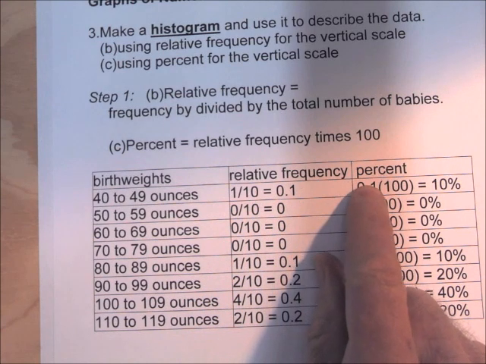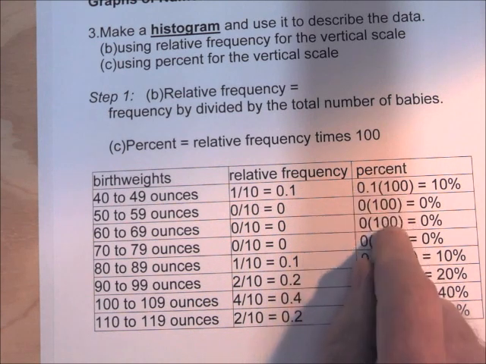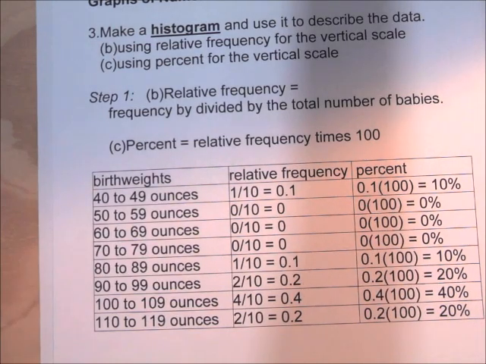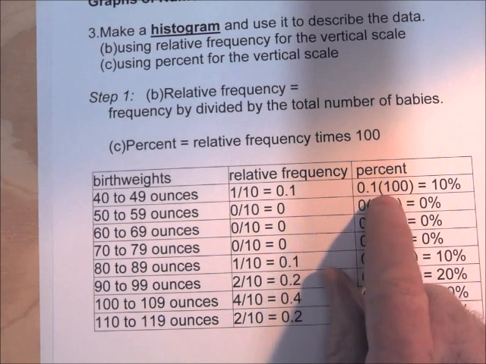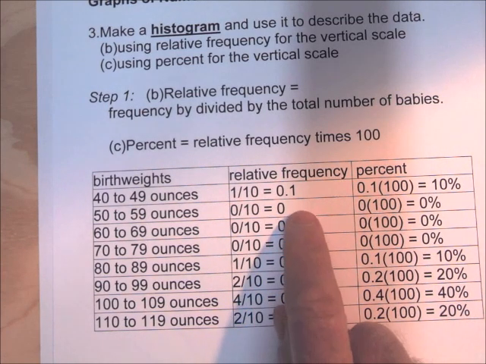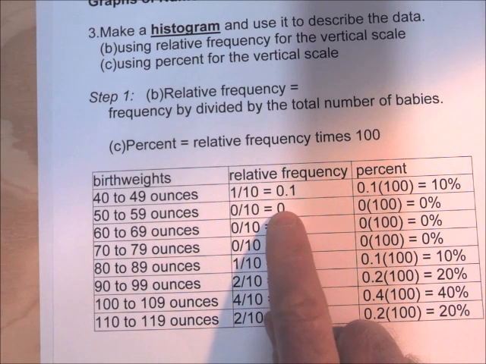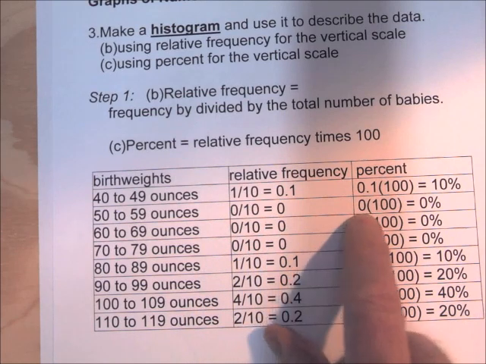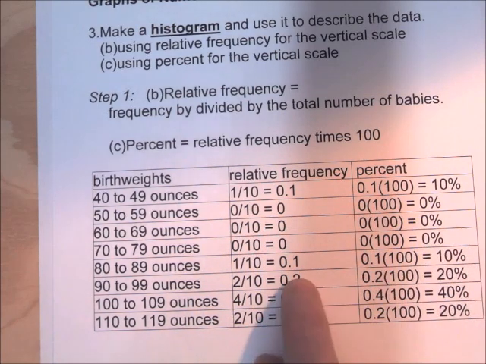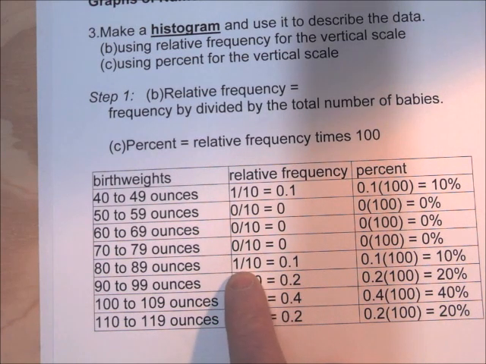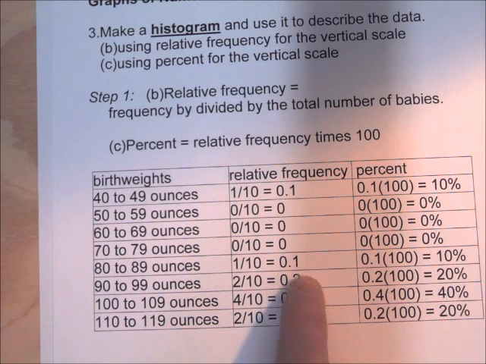You could also make it into percent. Percent means parts per 100, so if you multiply by 100, you can make that into a percent. 0.1 times 100 is 10%. And likewise, you can fill in the other frequencies. 50 to 59 ounces, we had 0 babies. 0 divided by 10 is 0. Multiplied by 100, you get 0%. And 80 to 89 ounces, again, we have 1 baby. 1 divided by 10 is 0.1. Multiplied by 100, it's 10%.